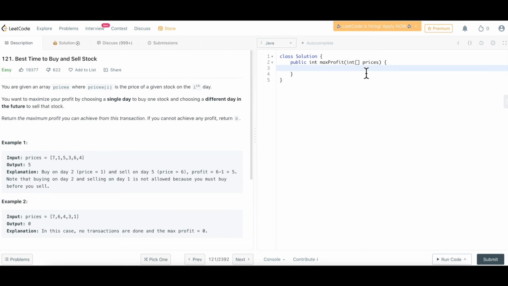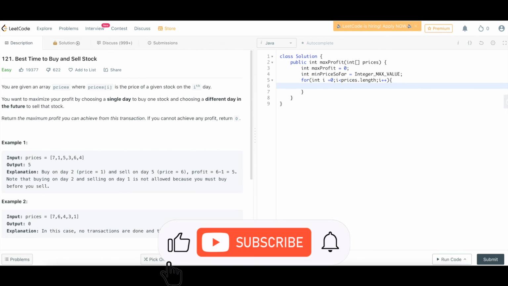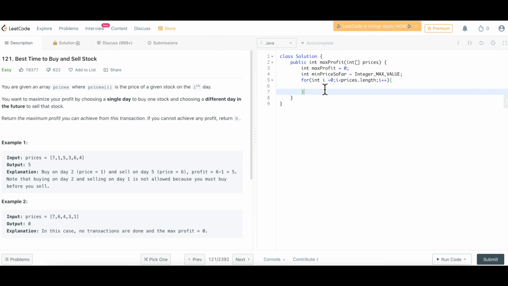Now let's start with the code implementation for this question. First of all, let's initialize the max profit. Then we'll also initialize this variable called min price so far. Now we'll do the first check. Inside this variable min price so far, we are going to store the Math.min of the current price, that is prices of i, and this variable itself, whichever is lower. Since we have initialized this to Integer.MAX_VALUE, in the first run only it is going to initialize this min price so far to the first element.